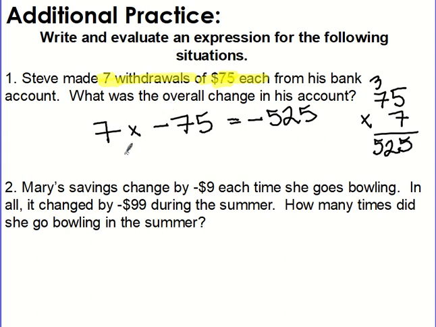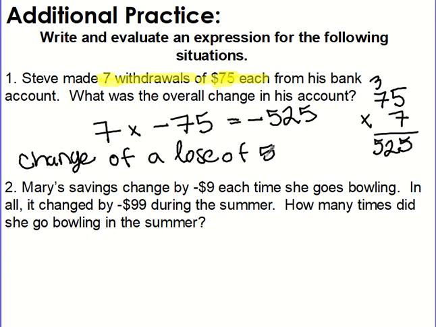And then we would say the overall change. Okay, so overall change, or you can just say changes of a loss of $525, or a spending of, right? Because we don't say, oh, what happened with your bank account? Oh, I have negative $525. That's not how we talk about our bank accounts. I would say I spent it, or I lost it, or I used it.